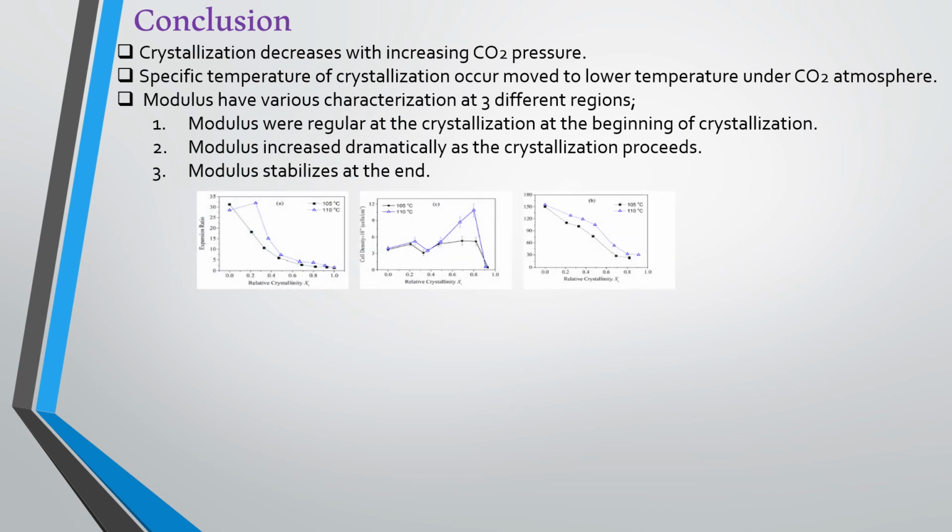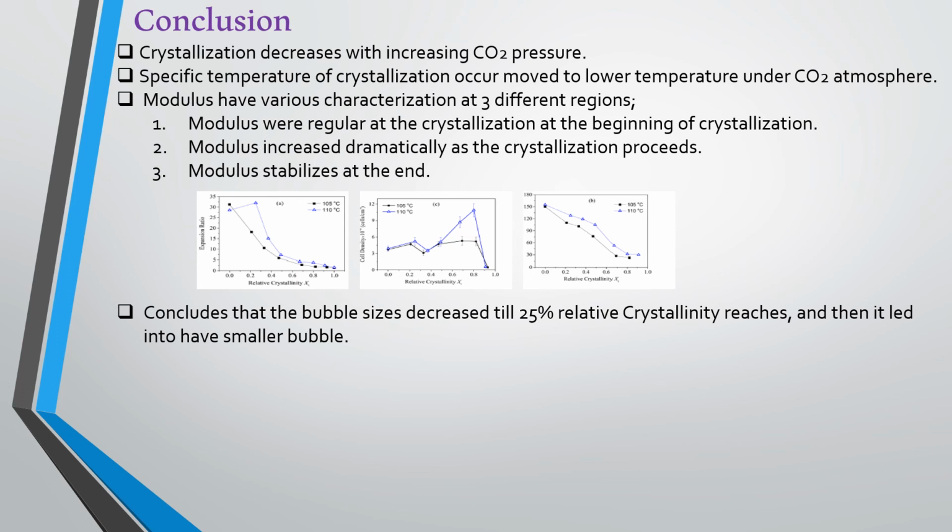Then they also figured out that the modulus, which is the storage modulus, has various characterizations at 3 different regions. The first one is that the modulus was regular at the crystallization beginning per time. The second one, the storage modulus increased dramatically according to the crystallization. And the last one, they were able to figure out that the modulus stabilizes at the ending of the crystallization process.